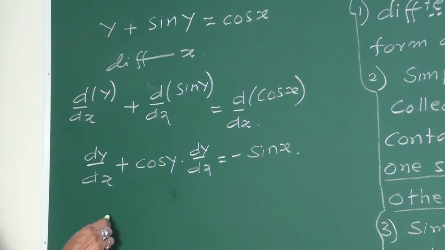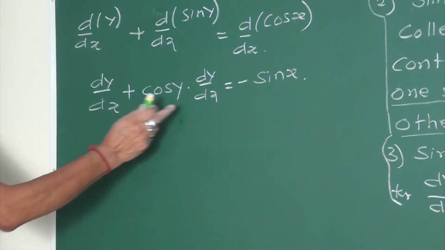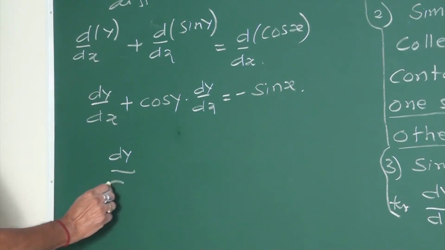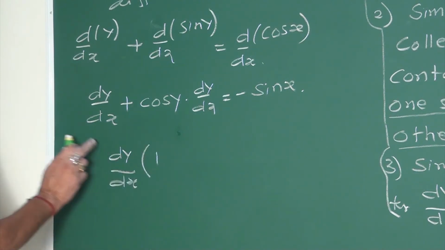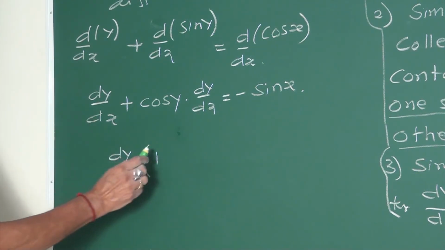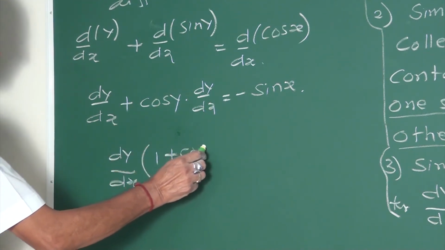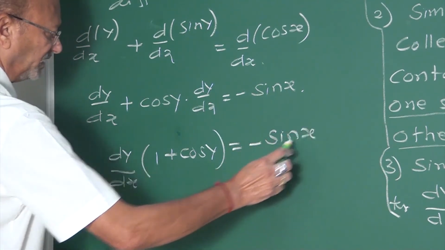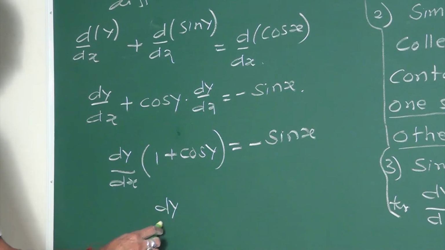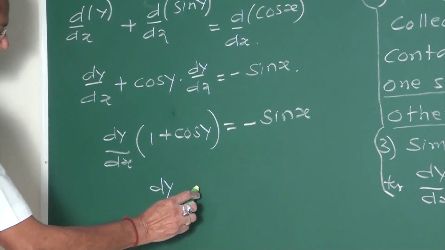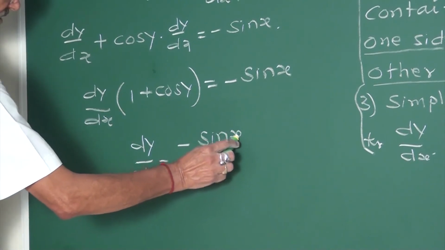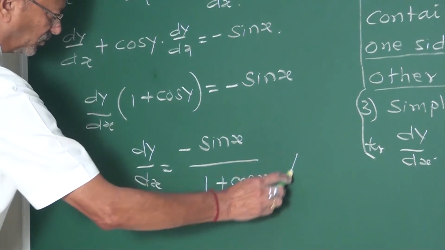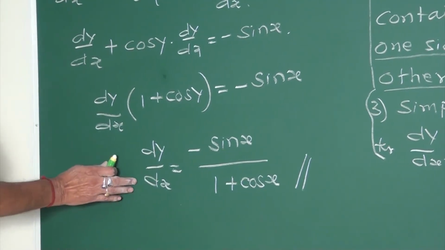Yes, my friend. Dy by dx on one side, the other side as it is. Dy by dx is common here. If you take dy by dx common, you are left with 1 plus cos y equals minus sin x. Then solve for dy by dx. It is minus sin x upon 1 plus cos y. My friends, that is dy by dx.